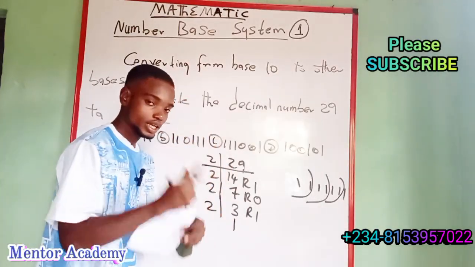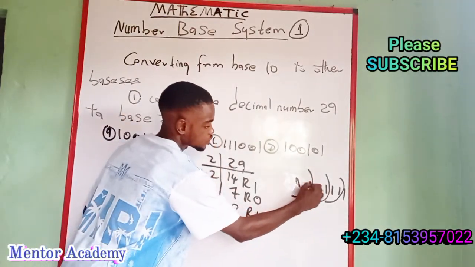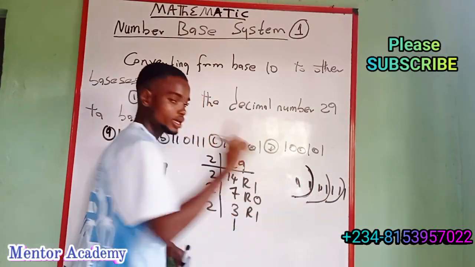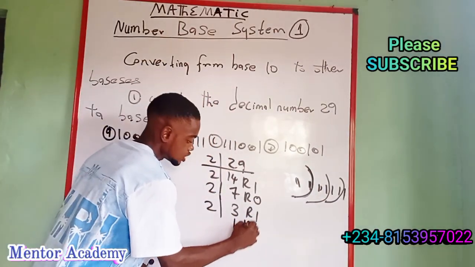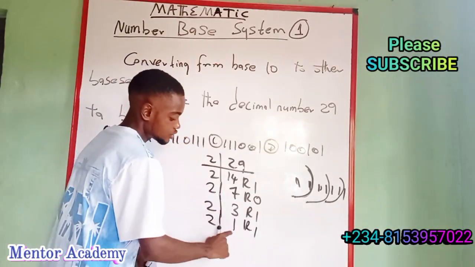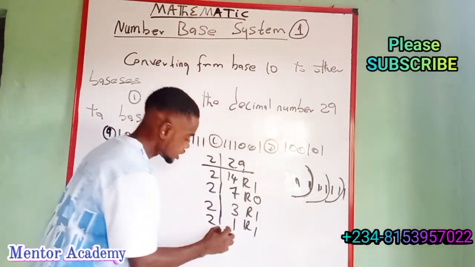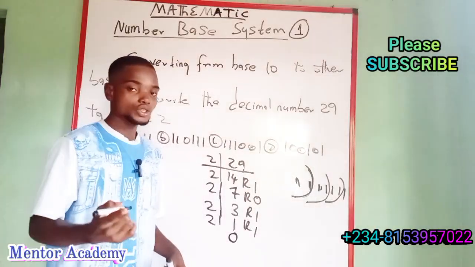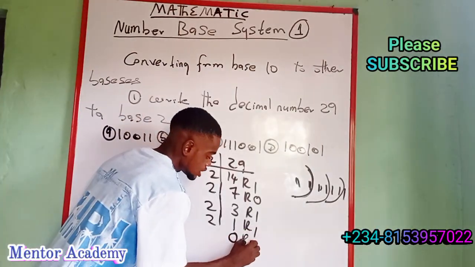That is, if you have 3, this is 1, 2, 3. First 2, remainder 1. So it will remain 1. Now 2 go into 1. How many times can 2 go into 1? 2 can go into 1 zero times. 2 cannot go into 1, and then it will remain a remainder of 1.